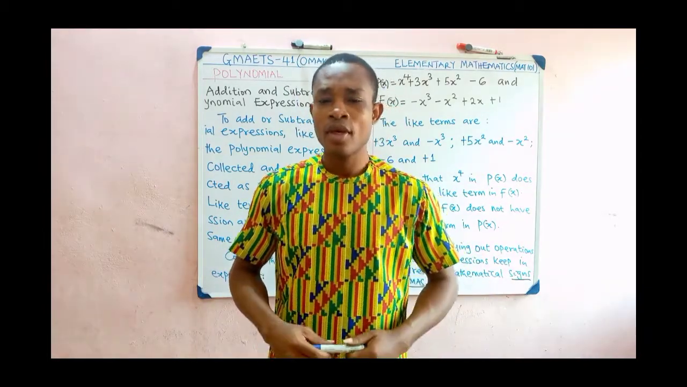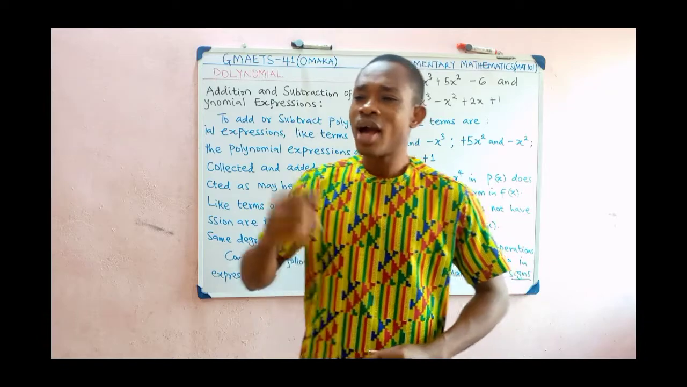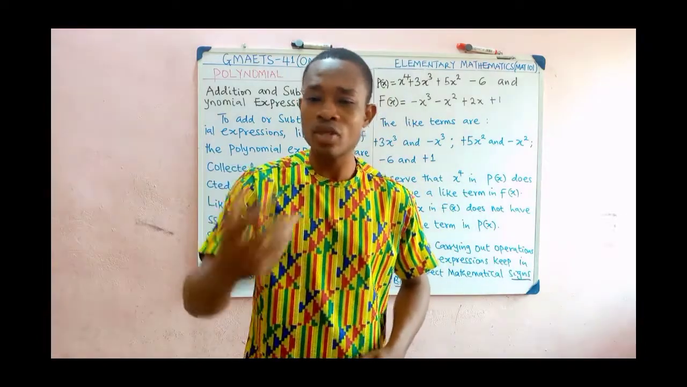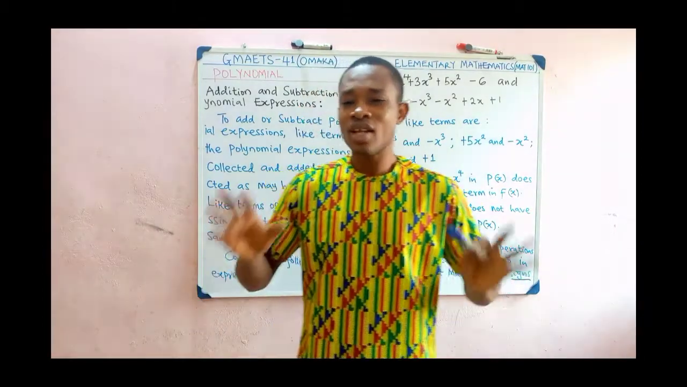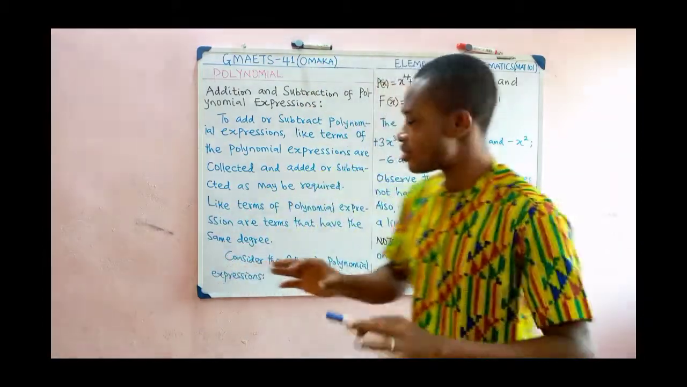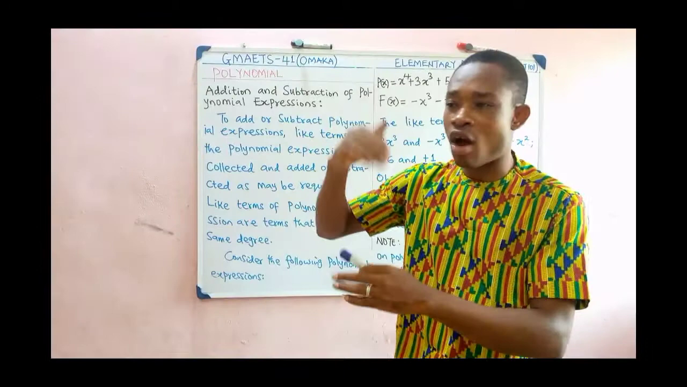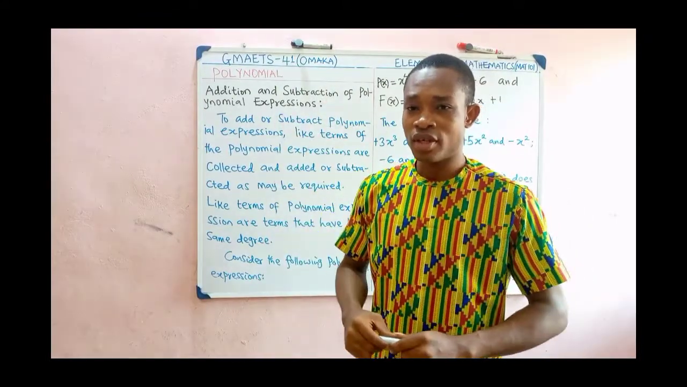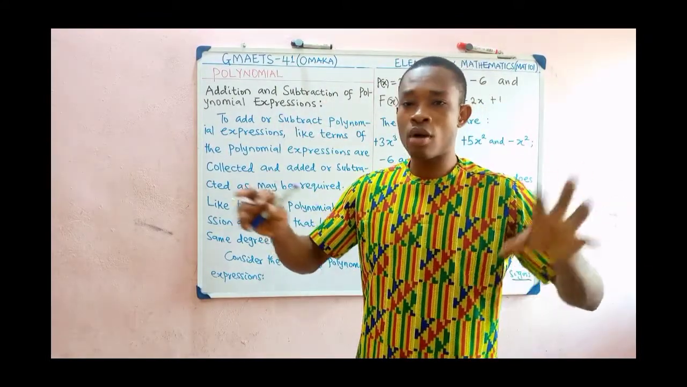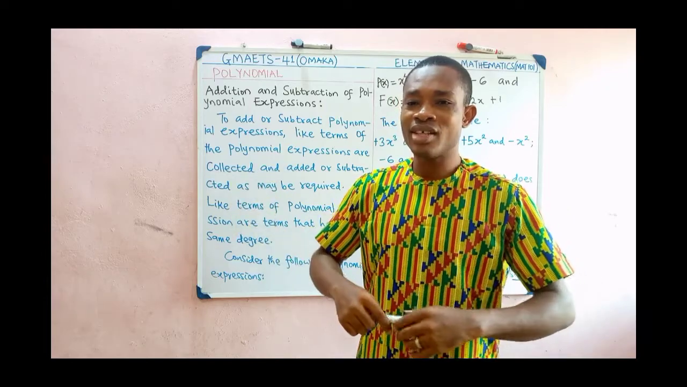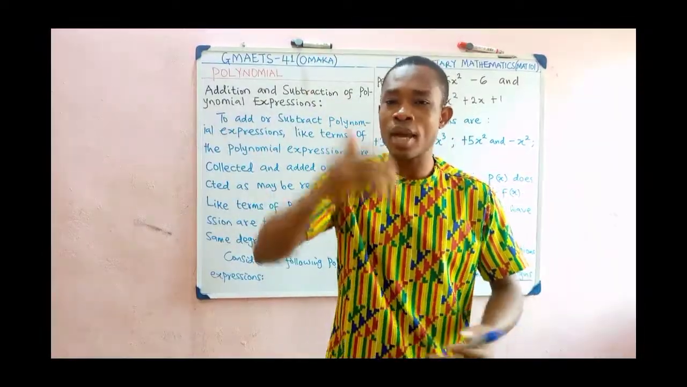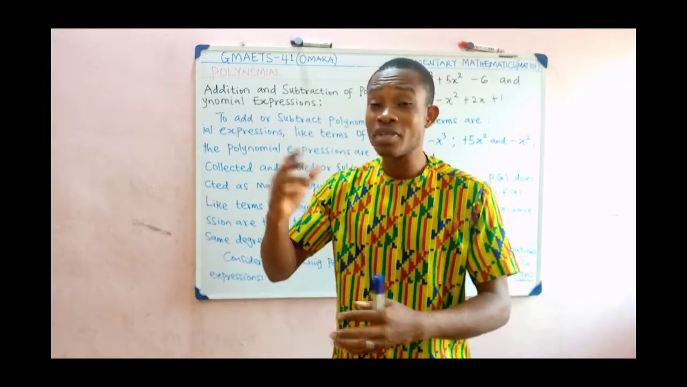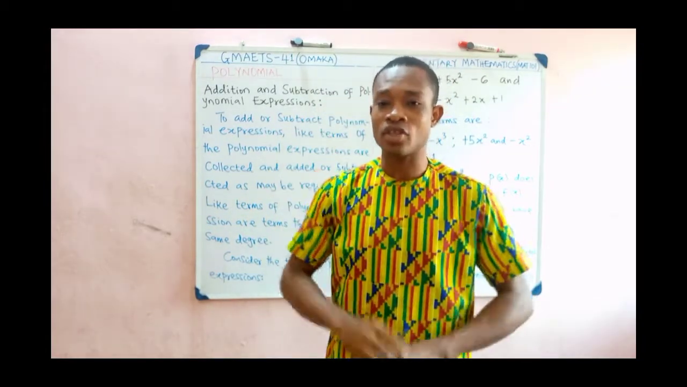So now the question could be, how then do we identify like terms of a polynomial? And the answer is simple. The like terms of a polynomial are simply obtained from the powers of the variables there. So if I give you two or more different polynomials, you go in there and ask which terms have the same powers? Those terms that have the same powers are like terms.